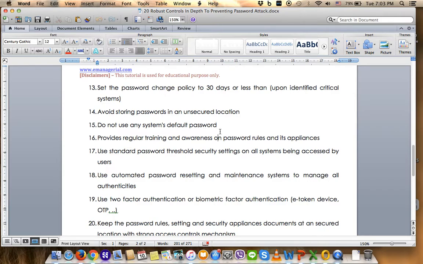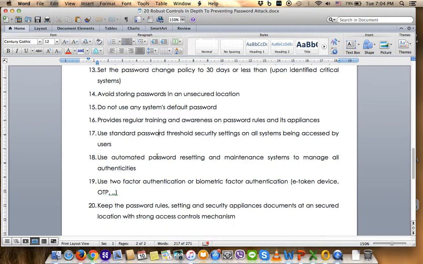The next control is to use standard password threshold security settings on all systems accessed by the user. Whenever you introduce a system or a module into the system, you need to identify what lapses could be compromised by an attacker. So you need to use the standard password threshold security and apply it to all system-related matters.